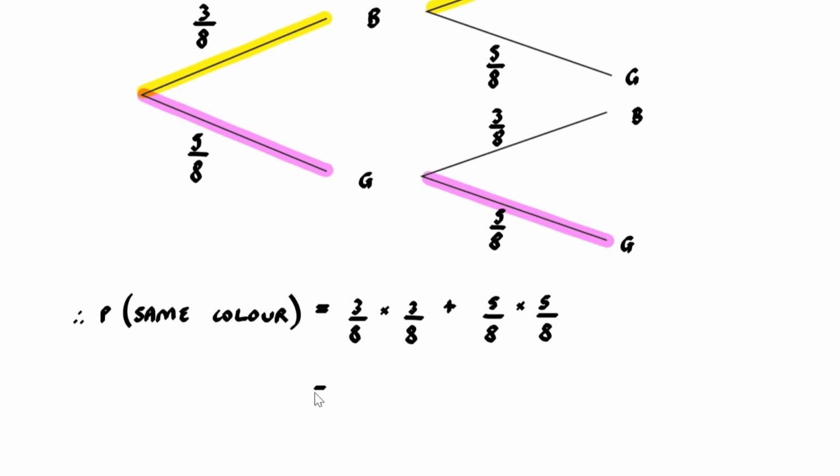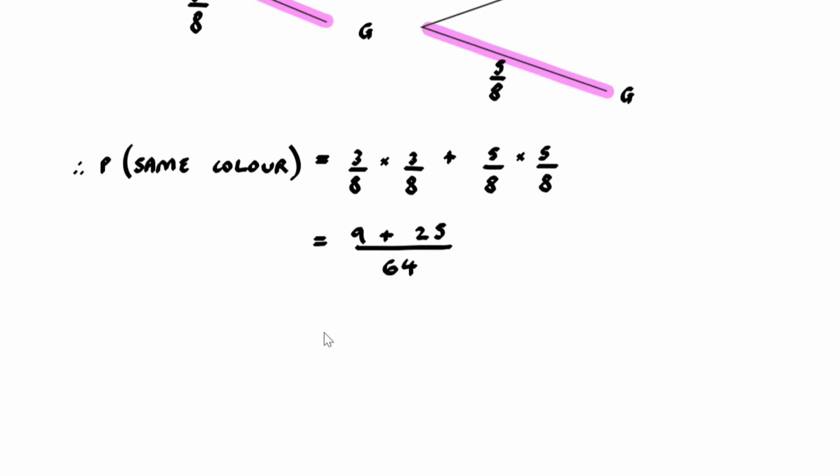So if we work this out, we have 3 times by 3, which is 9. And then we've got 5 times by 5, which is 25. And all of this is over 64, which is the 8 times 8. So what we end up with is 34 over 64.